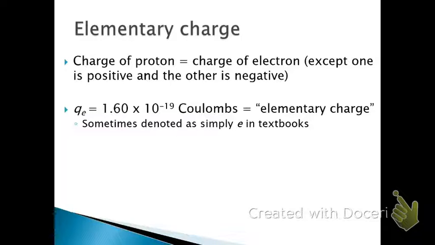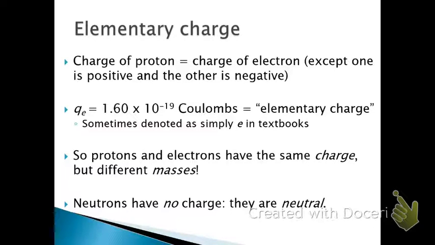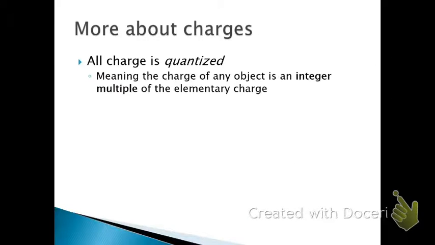So if I say I've got a charge of negative 3e, all that means is that I've picked up 3 electrons. I have 3 electrons more than I have protons. Again, they have the same charge, but they've got different masses. Protons are a lot bigger, a lot more massive than electrons. So if they experience the same force, the electron will move a lot more easily, but they've got the same charge. Meanwhile, neutrons have no charge and are neutral.